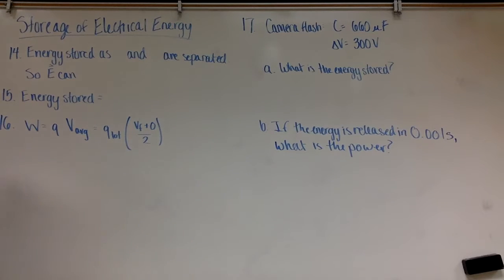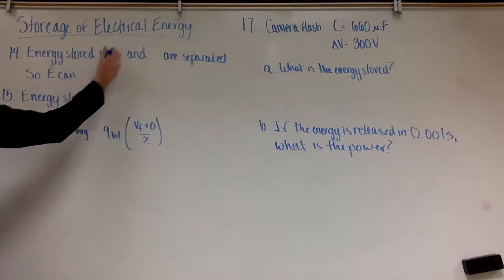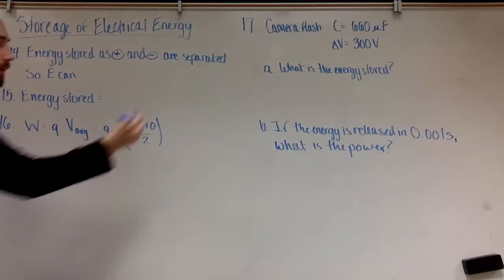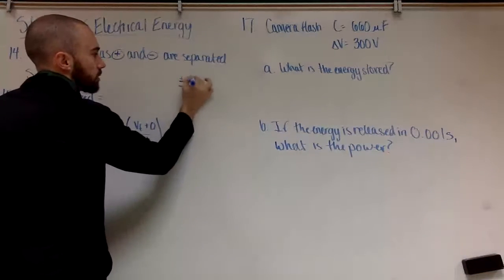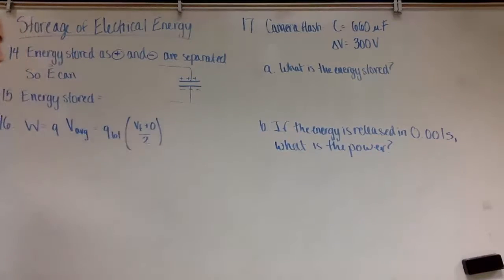All right, so the next thing we're going to look at is the storage of electrical energy on a capacitor. And the way energy is stored is positives and negatives are separated. So if we remember, we look at what our capacitor looks like. We end up with a bunch of positives on one side, negatives on the other side, and those are driven by some voltage difference. It can be a battery, a power source, whatever.